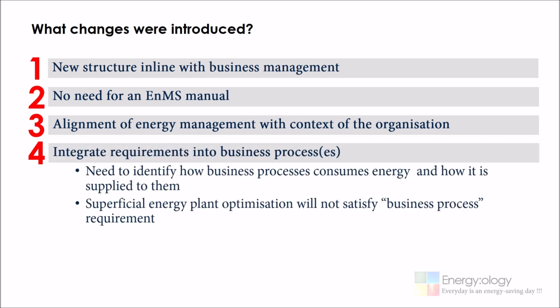The fourth change is an integrated requirement into business processes. In the past, energy management activities were done in a very superficial manner. We'll optimize the boilers, we'll optimize the chillers, we'll optimize the air compressors, and that's about it. In this standard, the requirement is that you need to identify how your business process consumes energy and how it is supplied to them.